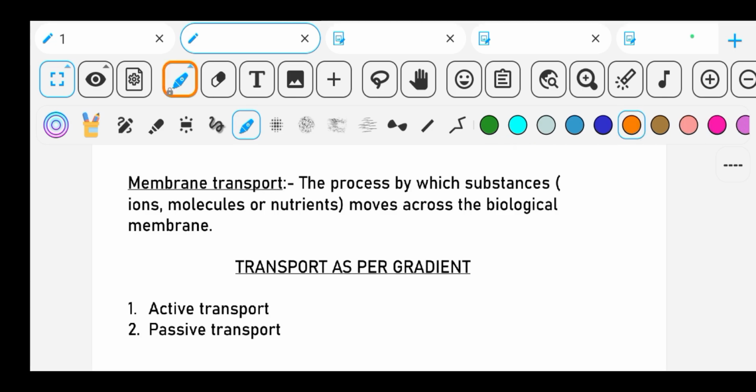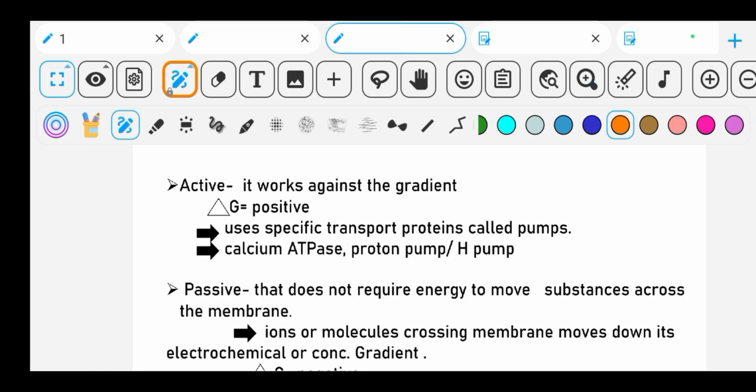The process by which substances, they can be ions, molecules or nutrients, move across the biological membrane, means in or out of a cell. Transport as per gradient, we are having two types, active transport and passive transport. Now let's see what these are. Now see what is active transport.